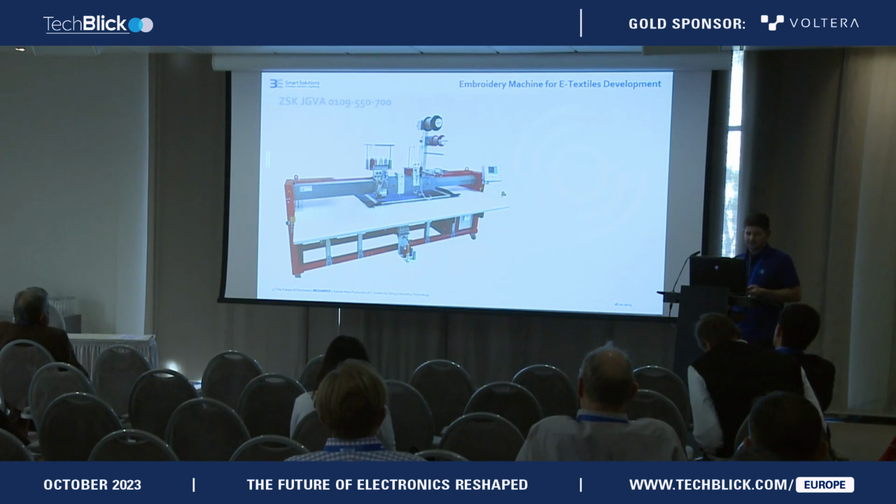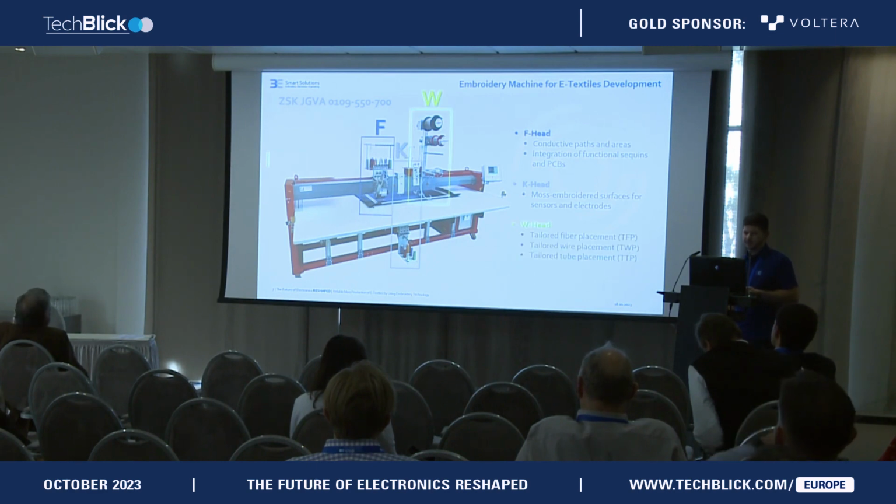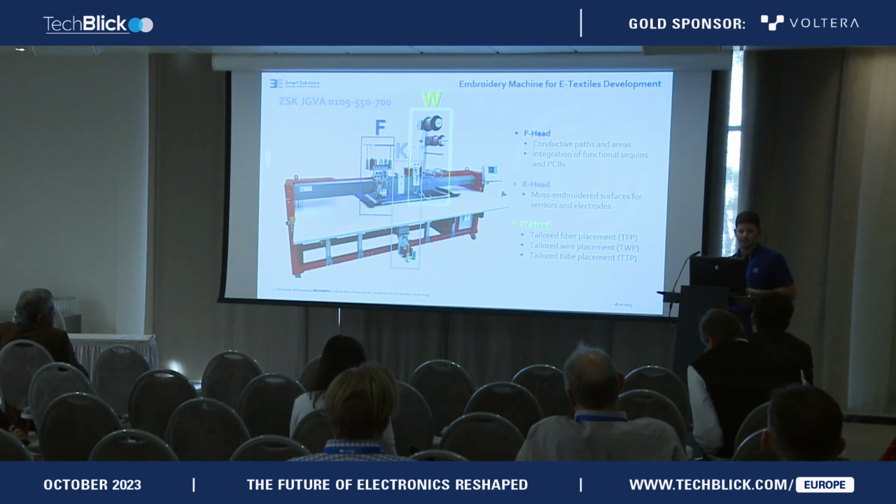This is a ZSK JGVA machine, which is a typical development machine, which has all the technologies combined. So we call them F, K, and W head. So the F head is basically used for normal embroideries like logos, for example, but when we use conductive threads, we are able to achieve conductive traces or filled areas, and also by means of some additional attachments, we can automatically apply functional sequins or even whole PCB boards.